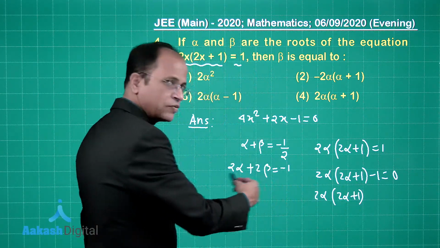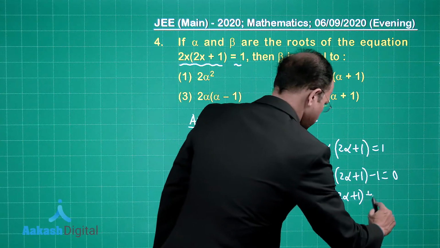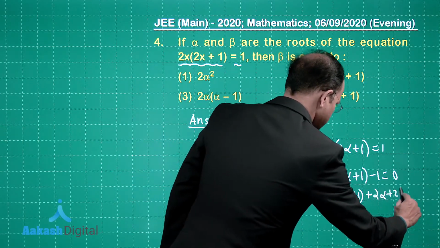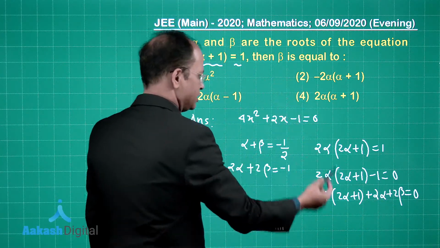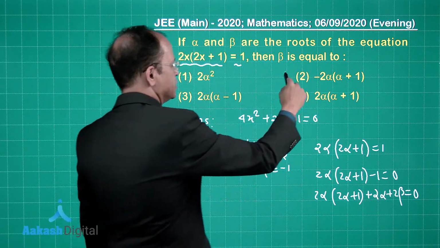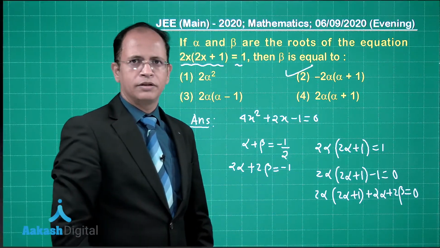In place of minus 1, we can write 2 alpha plus 2 beta. So this is 2 alpha into 2 alpha plus 2 alpha plus 2 beta, which is equal to 0. Once we arrange it, we get beta in terms of alpha as minus 2 alpha into alpha plus 1.